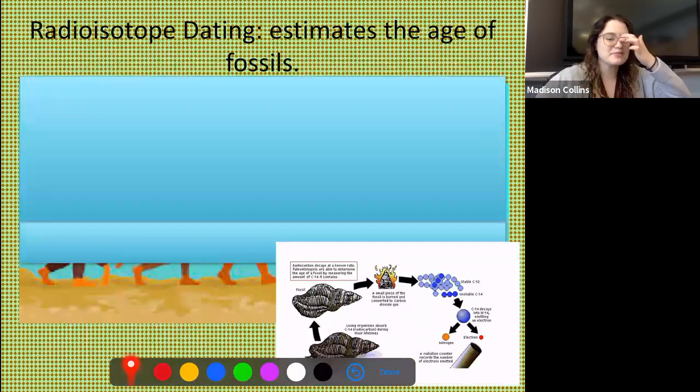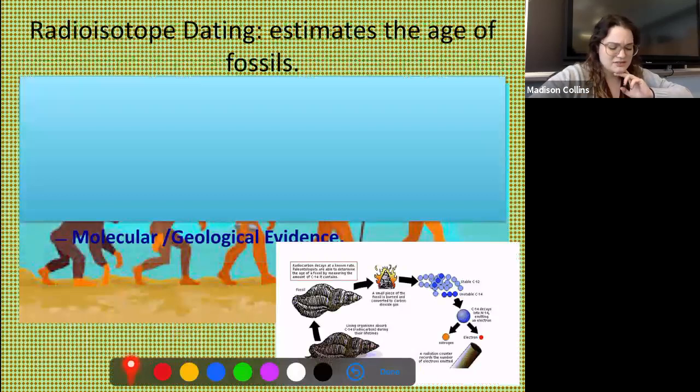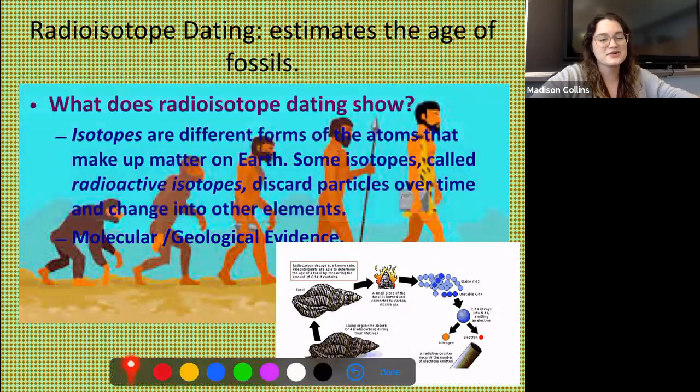All right, and the very last type of evidence we're going to talk about today is radioisotope dating, which is how we estimate the age of fossils. Oh, that's out of order. Well, it's molecular and geological evidence, and I'll tell you why. So radioisotope dating shows us a few things.